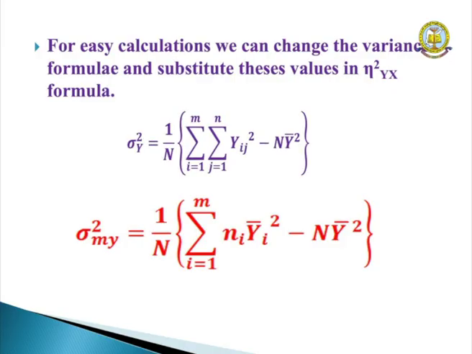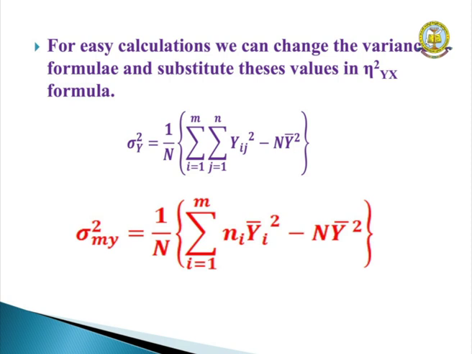Sigma square y becomes what here? 1 by n into summing over i takes values 1 to m, j takes values 1 to n, y i square minus n into y bar square. Already you know what is n here? Total sum of the total. That means n becomes n1 plus n2 plus n3, and y bar becomes what? Mean of the given data set values.